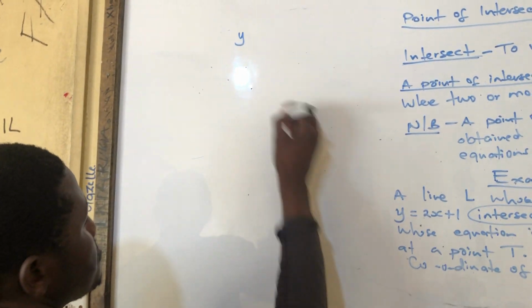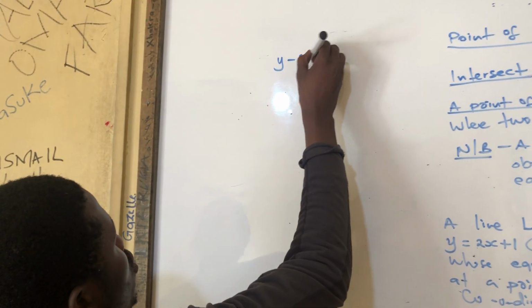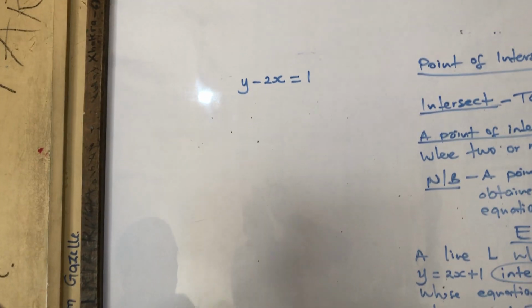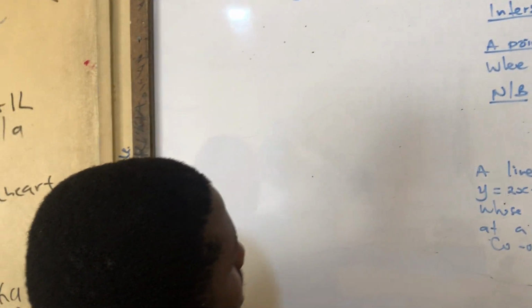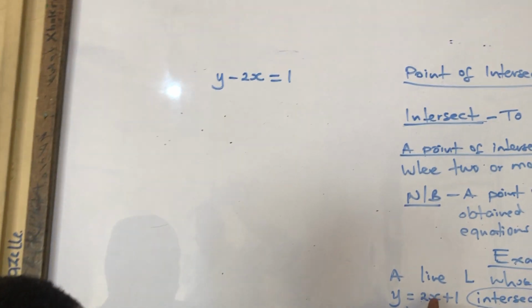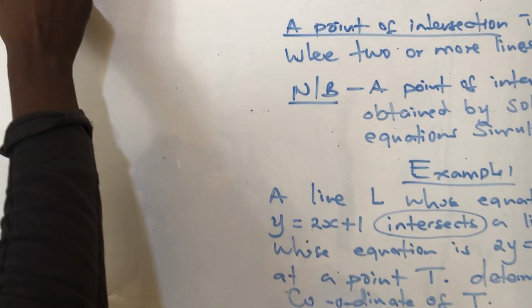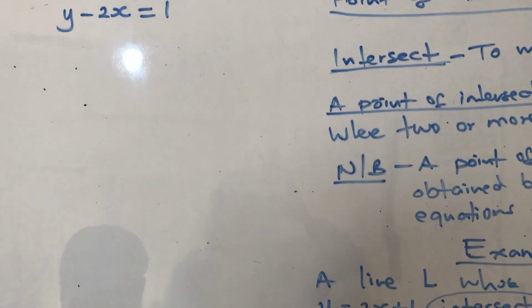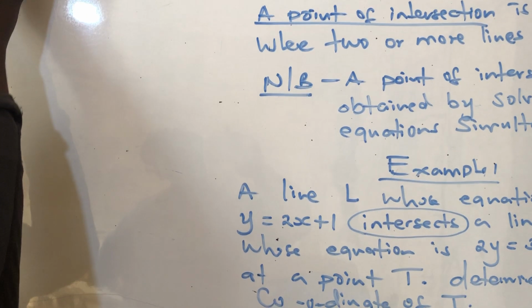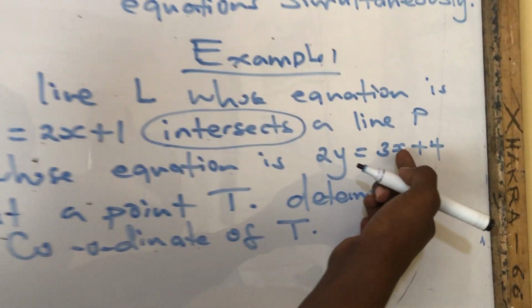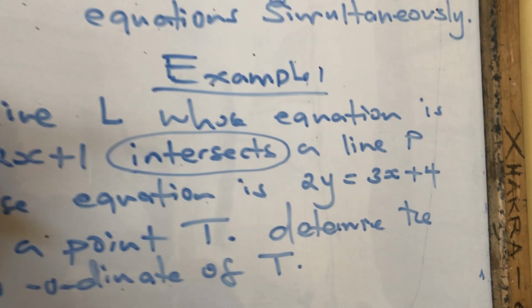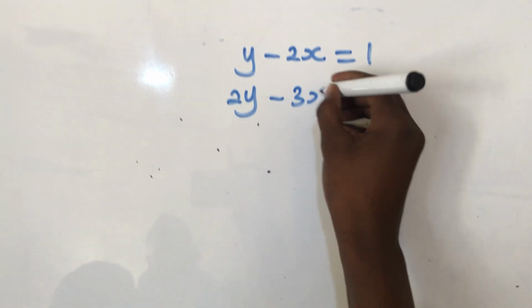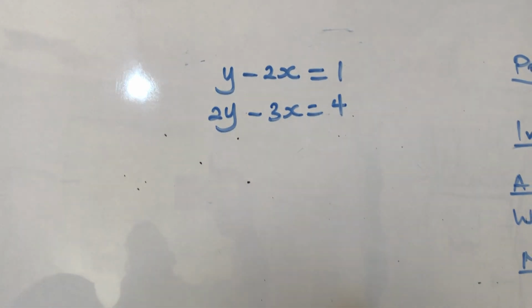It is y minus 2x equals 1. Allow me to bring the 2x to this other side of the equal sign. If the 2x crosses to this other side of the equal sign, the 2x will become a negative. As for the other equation, again allow me to carry the 3x to this other side of the equal sign. If the 3x crosses to this other side, the 3x will again become a negative.